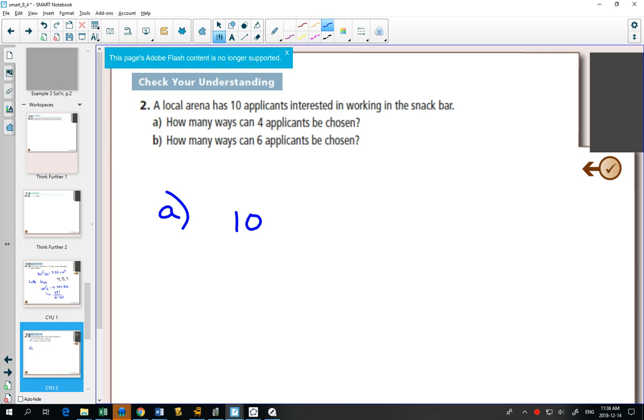We have 10 people, and we need to choose 4 of them. Now, according to your formula sheet, this would be 10 factorial over, and this formula you will memorize because it's easy enough to do. On the bottom you'll have the 4 factorial, and then whatever number adds back up to the top number. So 10 factorial over 4 factorial, 6 factorial.